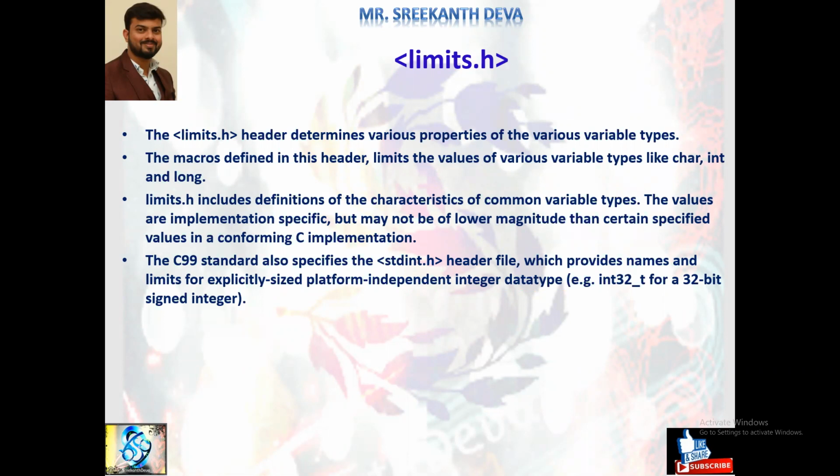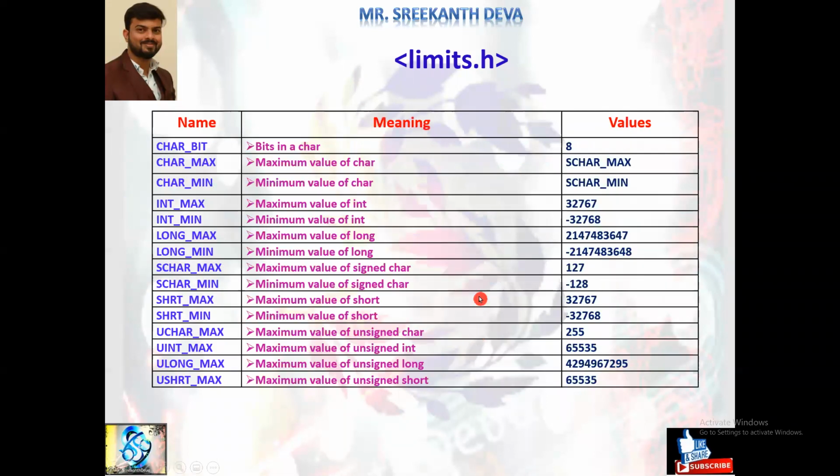The values are implementation specific but may not be of lower magnitude than certain specified values in a conforming C implementation. The C99 standard also specifies the stdint.h header file, which provides names and limits for explicitly sized platform independent integer data types. Example like int32_t for a 32-bit signed integer. Limits.h provides the constants of what? The min range and maximum range of the types like char type, int type, long type.